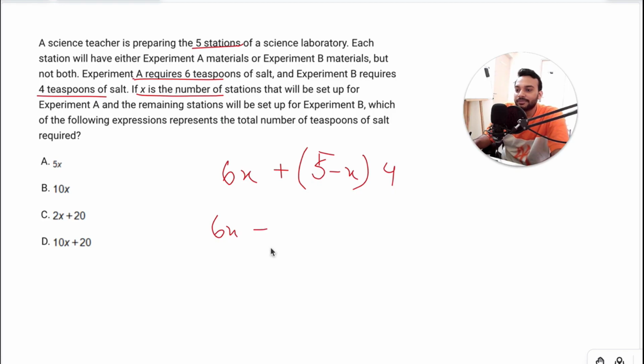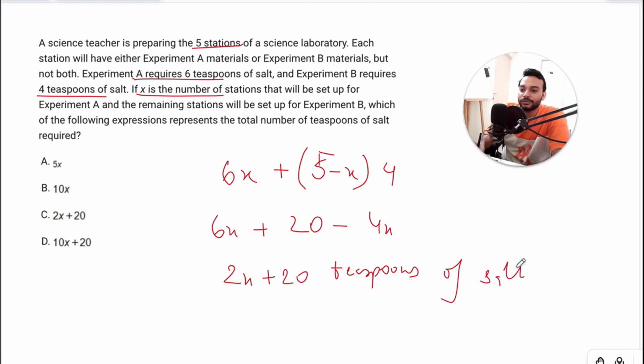So 6x plus 5 times 4 is 20 minus 4x. 2x plus 20 teaspoons of salt. This is what is required in total. So 2x plus 20, looking at the options, it's option C. Option C is the correct one. Okay, so this was a pretty simple question, although it was a long one to read.